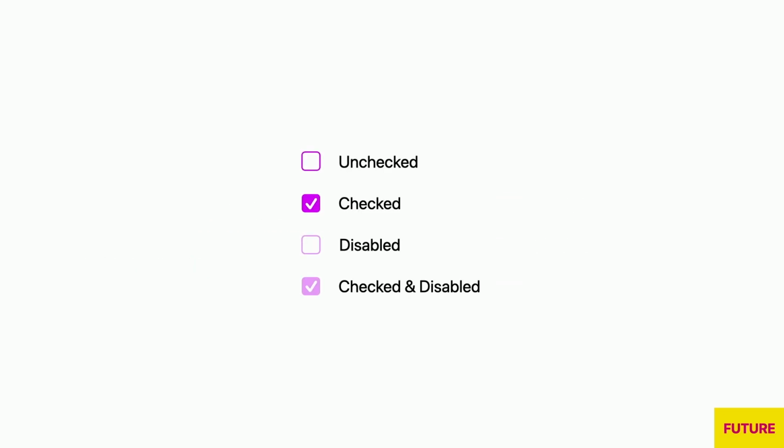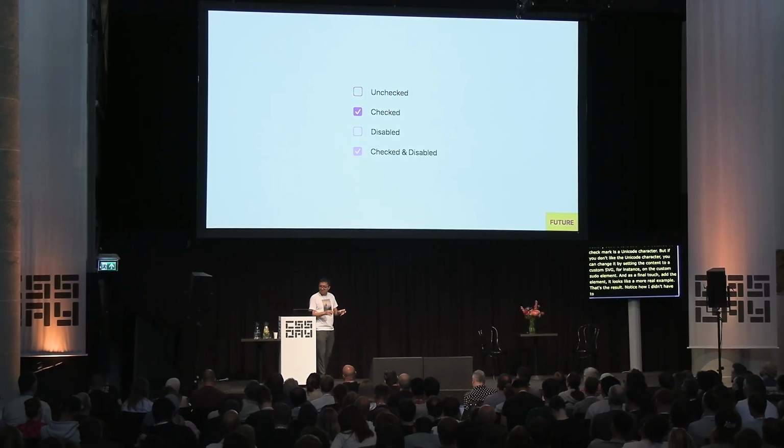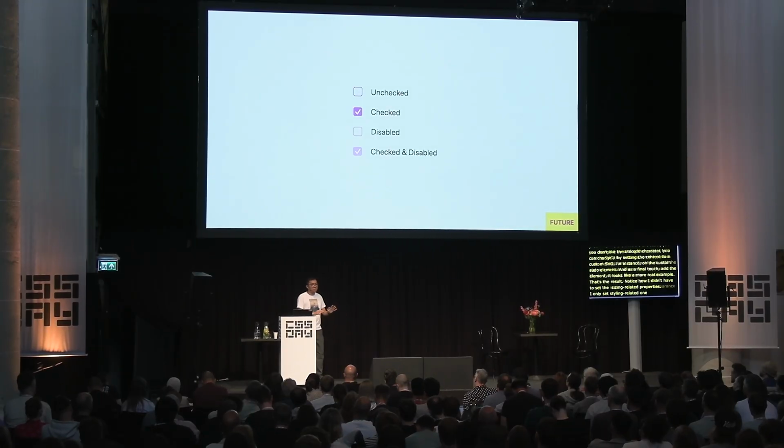And that's our result. Notice how I didn't have to set any of the sizing related properties. I only set styling related ones because appearance base would give me the width and height instead of making me start from nothing like appearance none would. So it feels a bit more like the rest of CSS.